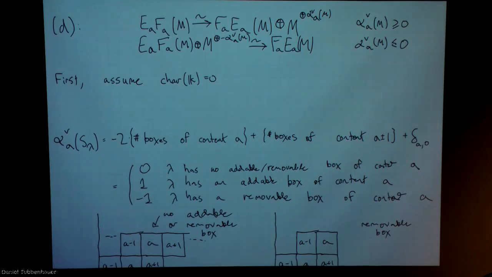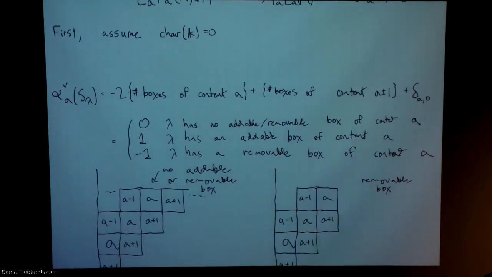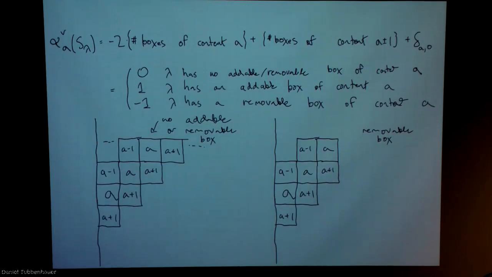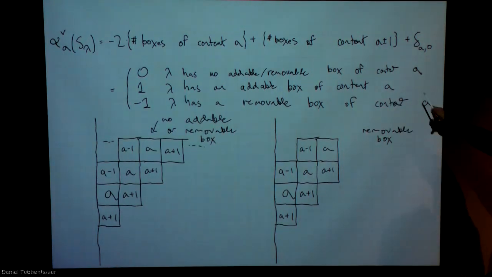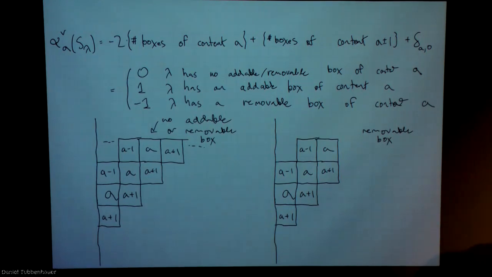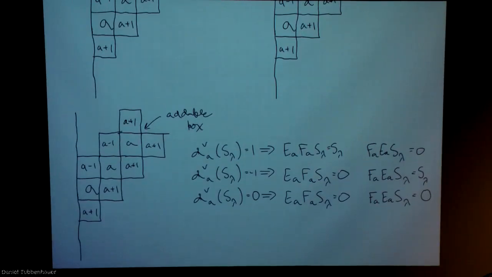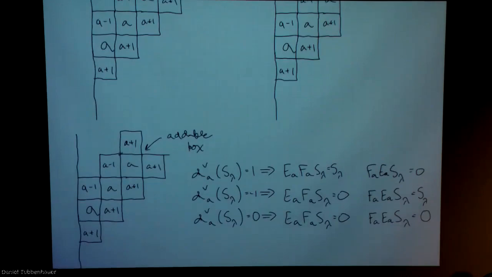So first, to get a feel for how this works, let's do this in characteristic 0. We should expect it to be a lot easier in characteristic 0. And indeed, in characteristic 0, there's at most one addable or one removable box of content A, or there might be none. So there's sort of 3 possibilities here. No addable or removable box, addable box, removable box. All right, and these are the same pictures from last time.